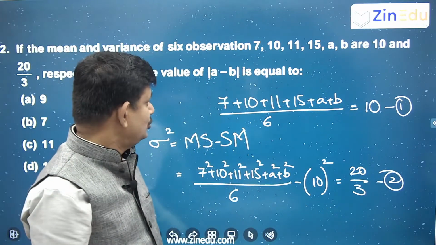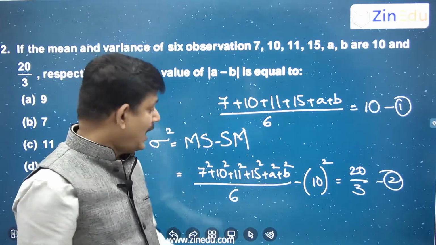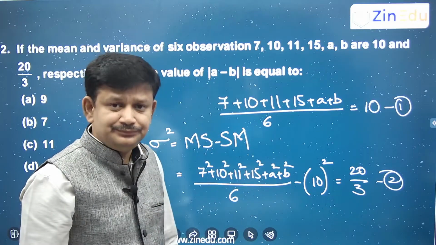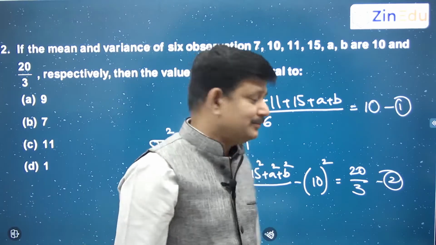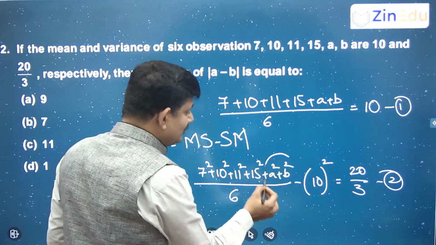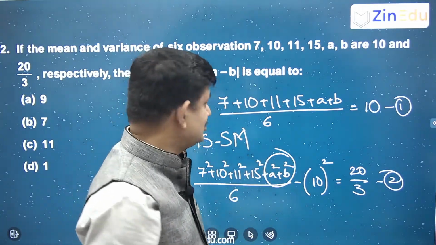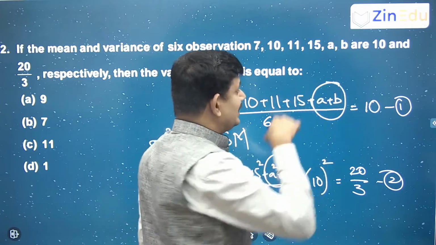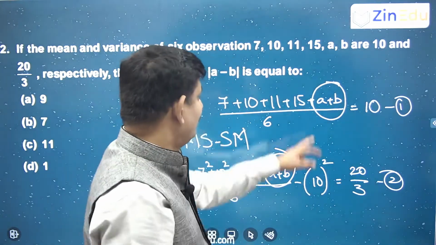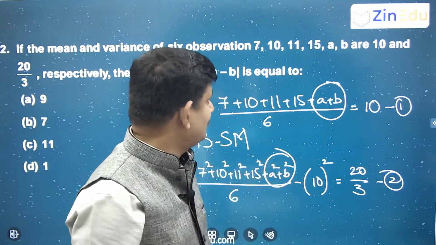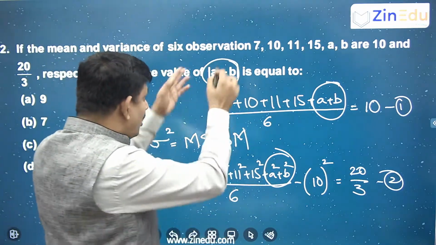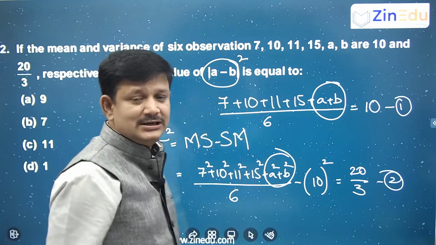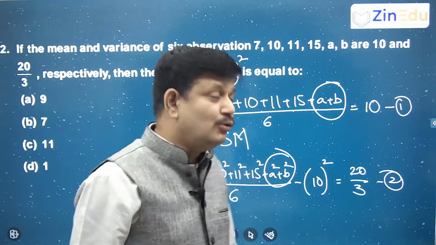You have two equations here and two variables a and b. You can happily solve for a and b, or rather from here you will get the value of a square plus b square. From here you will get the value of a plus b. From a plus b and a square plus b square, what we need to find is a minus b.